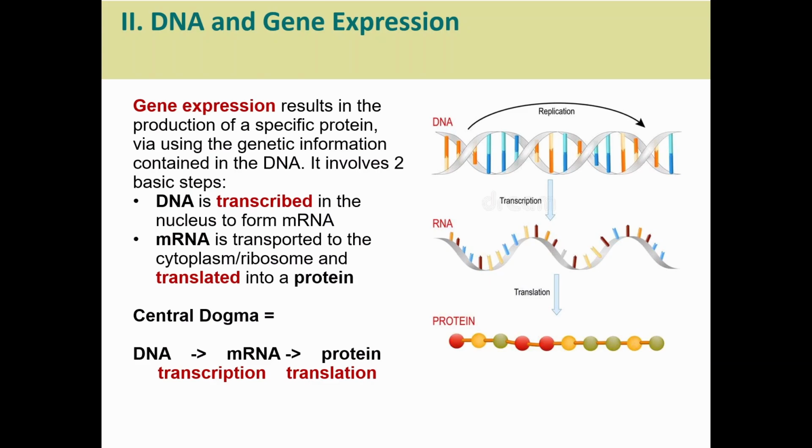So let's go ahead and talk about gene expression. What does that mean? Gene expression is just looking at making a certain protein using the genetic information we find in DNA. And there's two basic steps: transcription and translation. Transcription, as the name implies, if you transcribe something, you write it down in basically the same language. So we're going from a nucleic acid, DNA, and we're using that to form another nucleic acid, in this case mRNA. So nucleic acid to nucleic acid, DNA to RNA, transcription.